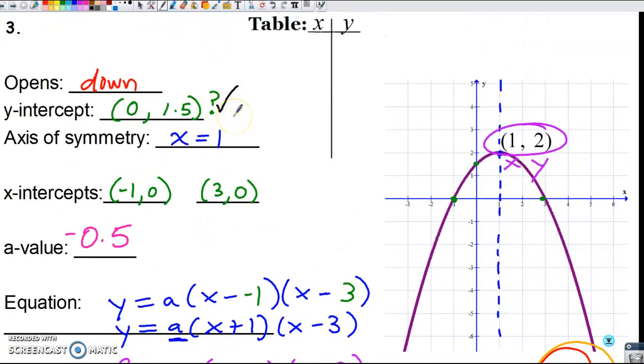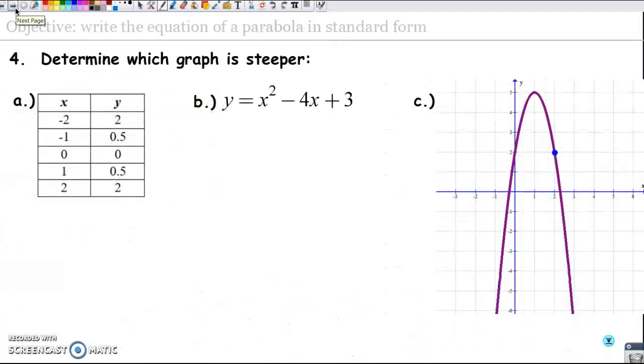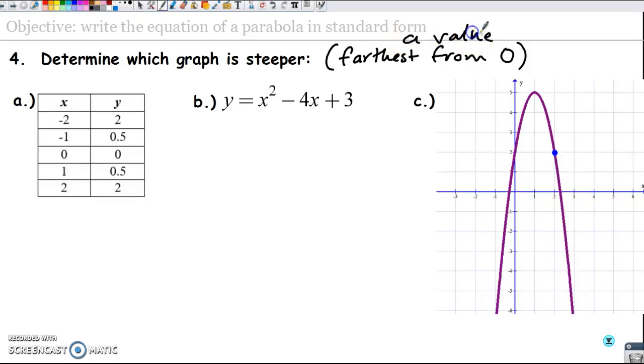So I'll go back up there and check. We're good to go. Now the next thing I want to do is compare which graph is the steepest. To be steeper, in other words, I want to be farthest from 0. Farthest from 0. Okay? So I want a to be farthest from 0. Sorry, I didn't specify that. I want the a value to be farthest from 0.